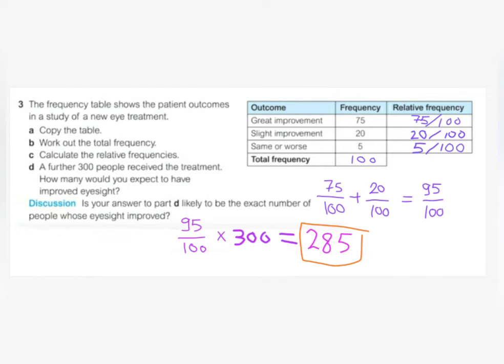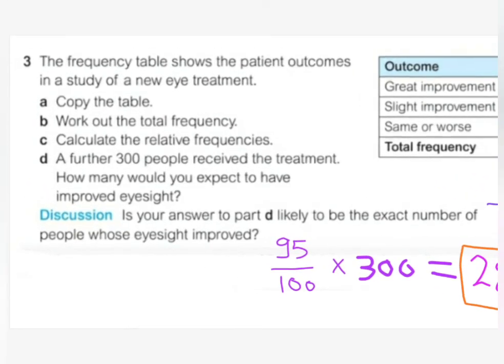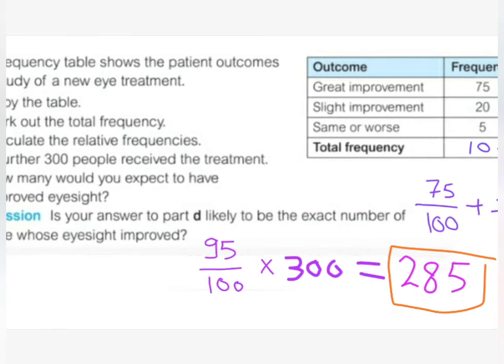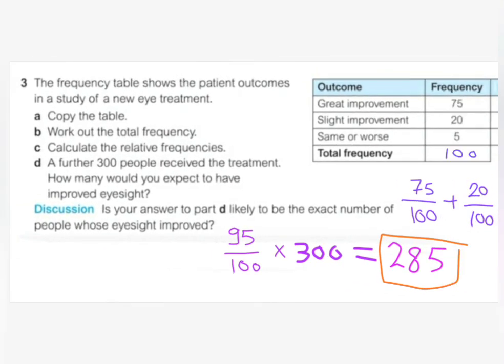Now, let's take a look at the discussion here. Is your answer to part D likely to be the exact number of people whose eyesight improved? What do you think about that? Now, the question says the answer to part D, which is this one, is it the exact number of people whose eyesight improved? Basically, if we're talking about an experiment, it will be the exact number.